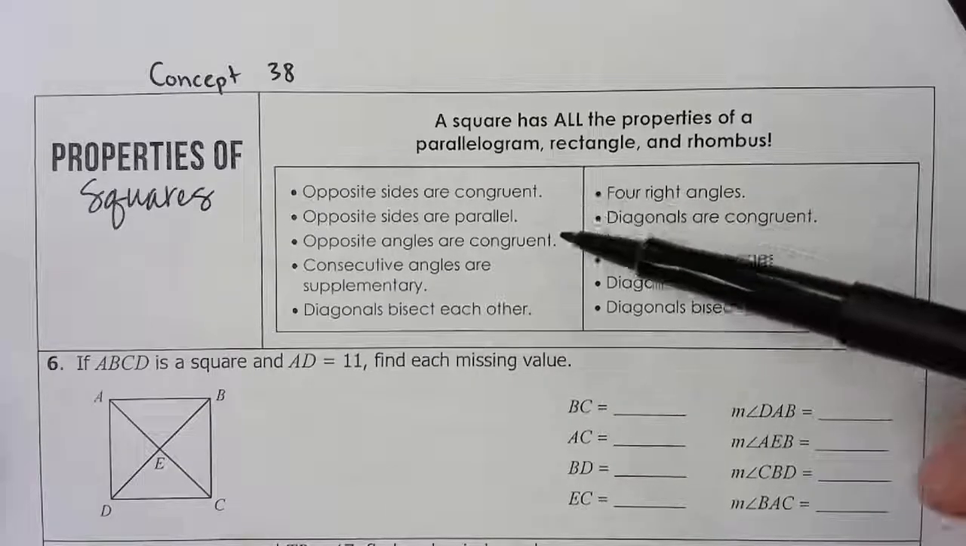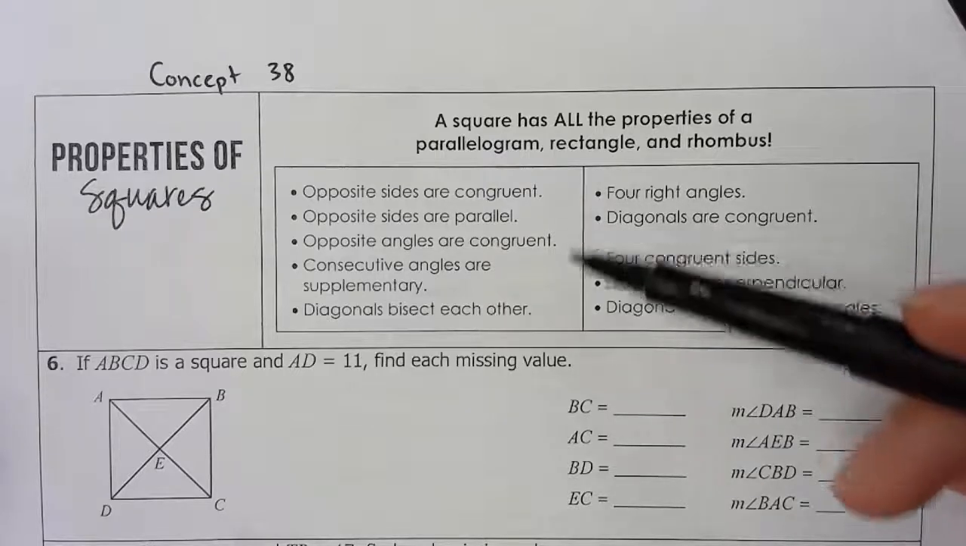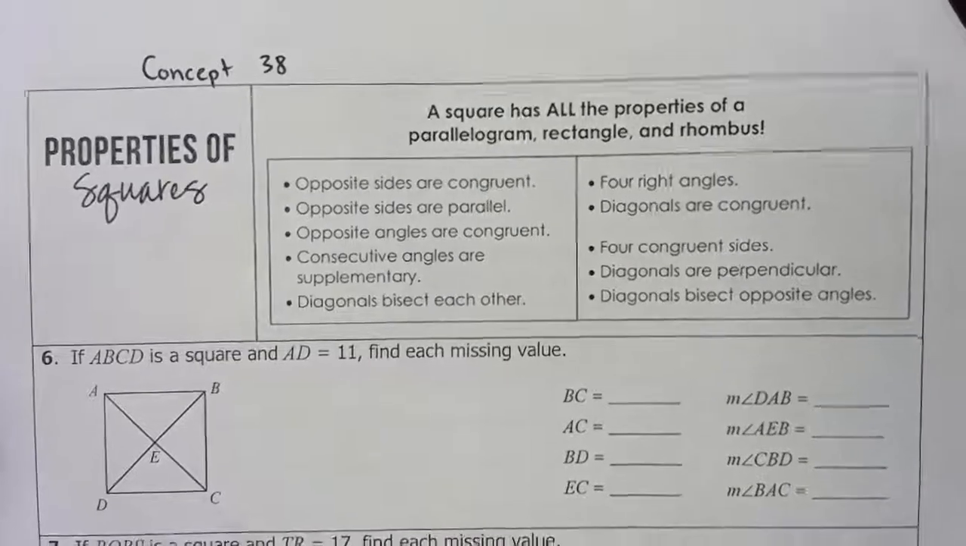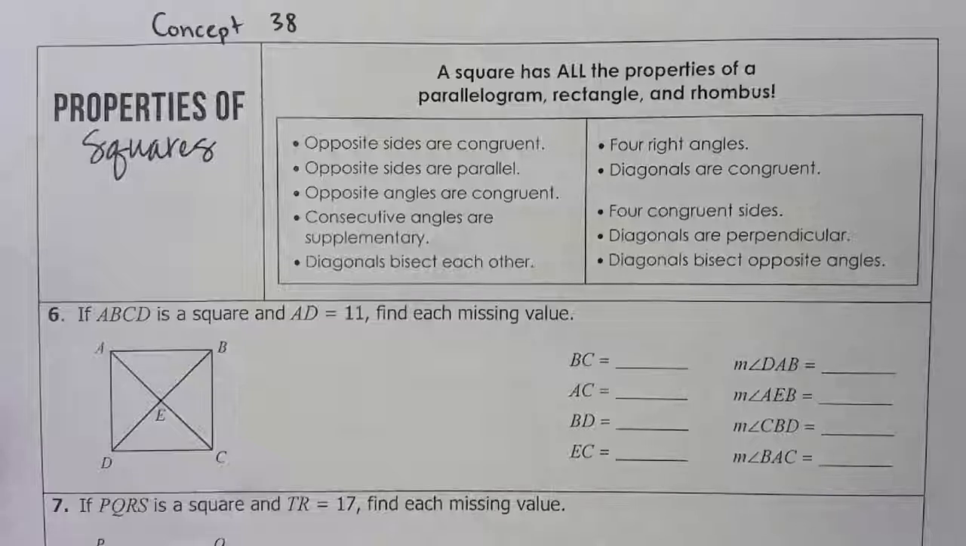So these are the 5 of the parallelogram, these are the 2 from the rectangle, and these are the 3 from the rhombus. So pause the video and just familiarize yourselves with these properties here. And when you're ready to continue, all the properties here make working with squares the easiest one of the quadrilaterals we have seen so far.